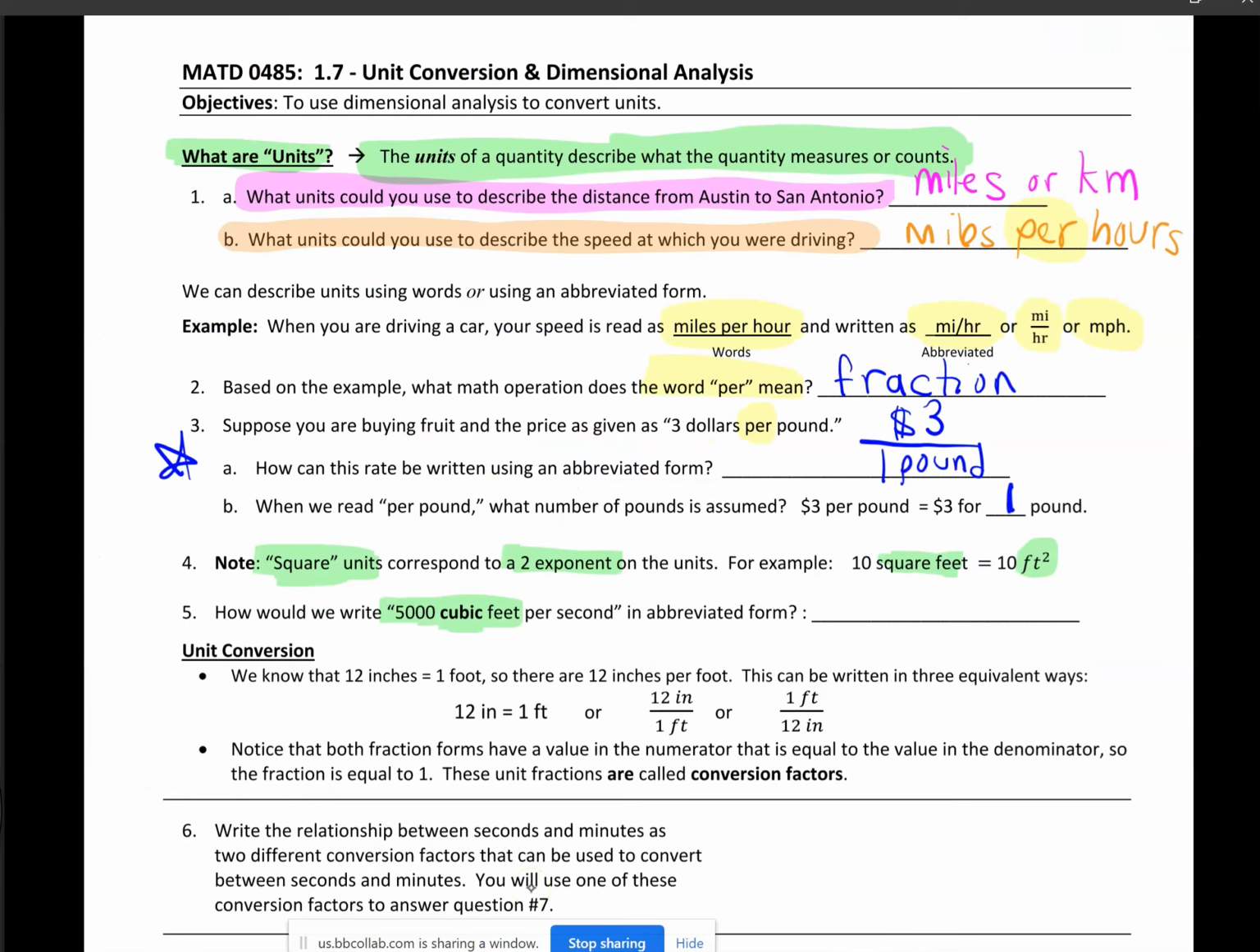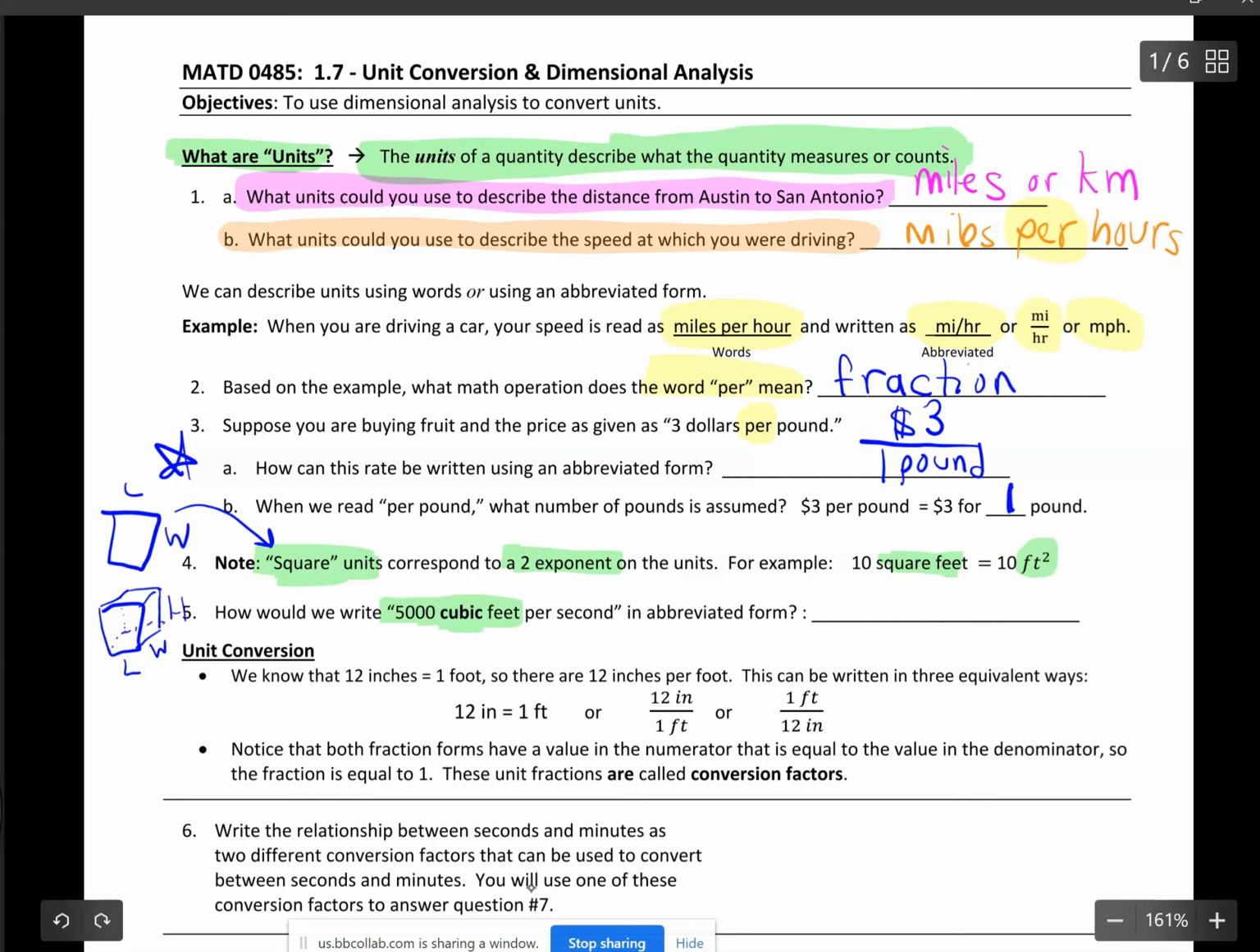We're going to talk more about this next class, but basically a square has a length and a width. That's 2 dimensions for a square, but a cube, oh my gosh. Okay, here's a cube. A cube has a length, a width, and a height. It's 3 dimensions. So cubic is 3 dimensions. So you would write 5,000 cubic feet, put a little 3 there, per, what was it, per second? Like that. So just keep those vocab words in mind.